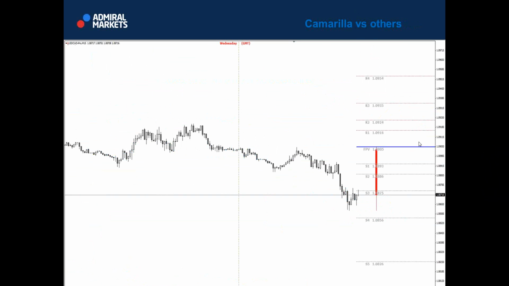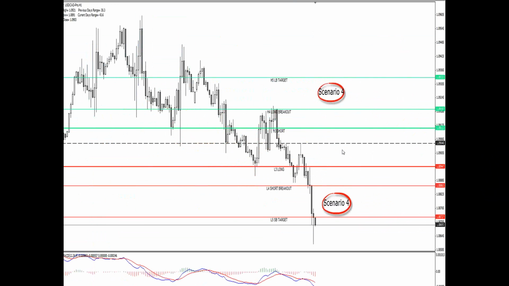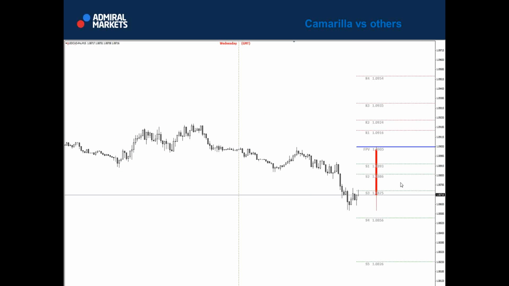This is a simple indicator. Look at this indicator. This is a simple pivot point indicator. And now compare this indicator to the Camarilla. It tells you nothing. It tells you only support levels, S1, S2, S3, S4, pivot point, R1, R2, R3, R4. But you don't need an indicator for this. You can do it manually.